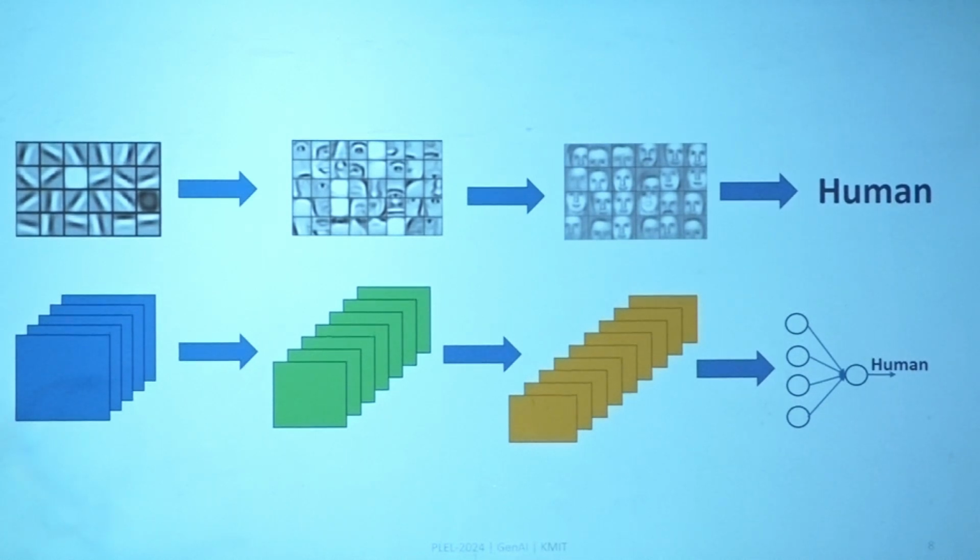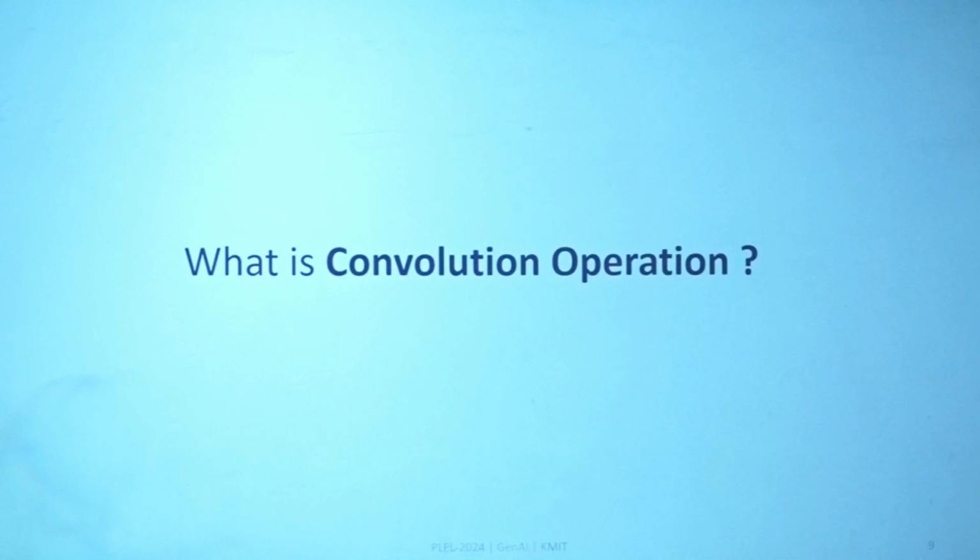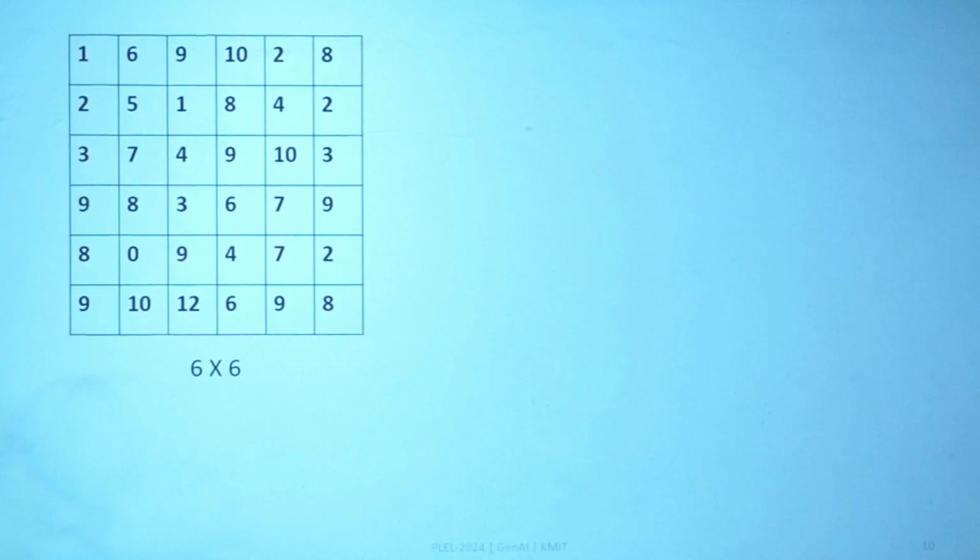This is how the convolution neural networks will work. Is it clear? Now, what exactly is the meaning of convolution operation? That is our focus. We have seen it, and in more detail, I am going to tell you. Look at here. This is the sample image which I am taking.